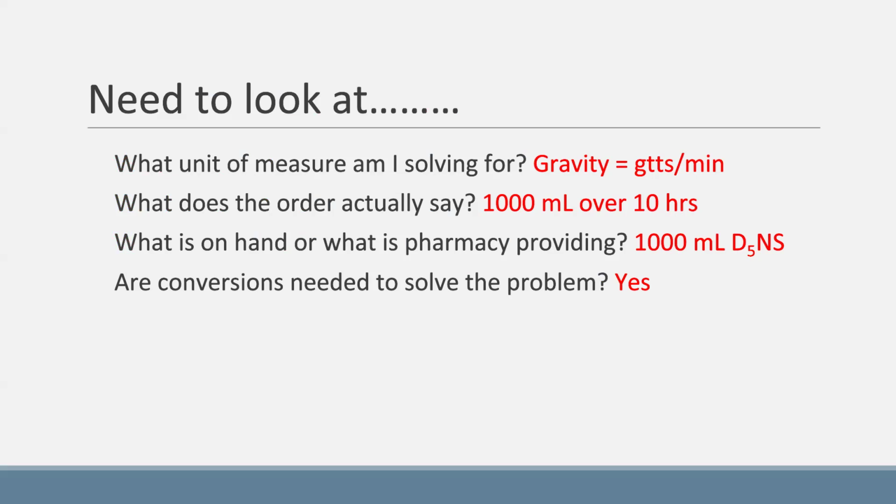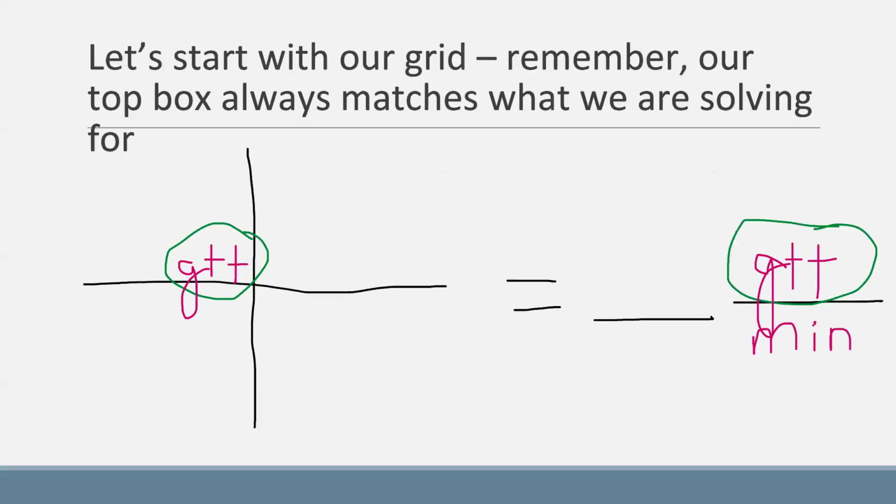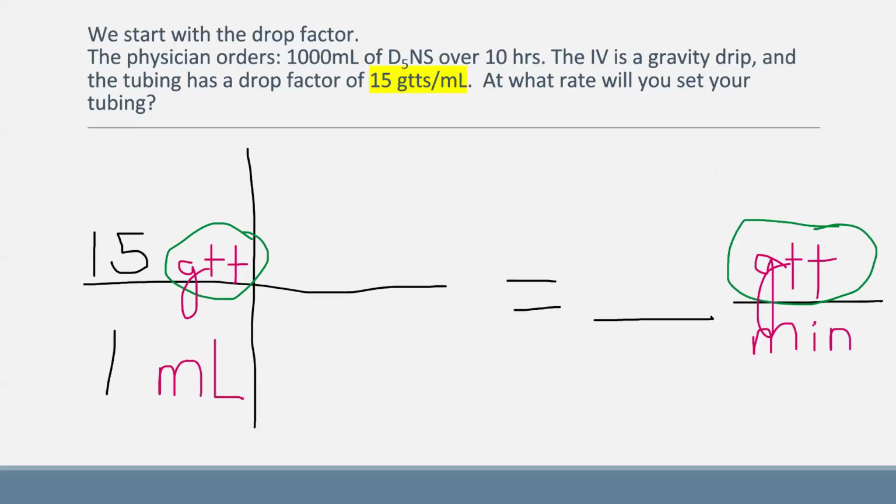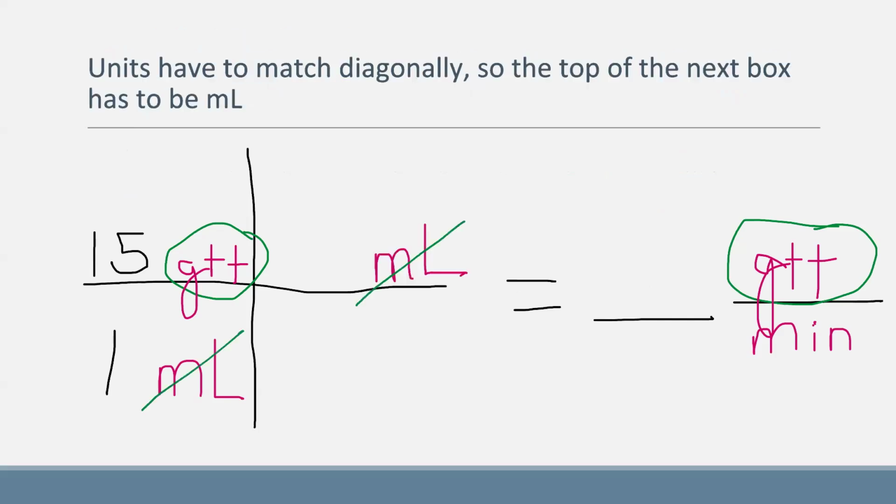The order says 1,000 mils over 10 hours. You have a 1,000 mil bag in your hand. And we do have conversions because it says over 10 hours, but my final answer has got to be in drops per minute. Okay. So I'm going to start with my drop factor. I forgot what it was. Okay, 15 drops per 1 mil. So now what do I need up here? What unit? Milliliters. And it's going to be 1,000 milliliters over 10 hours.